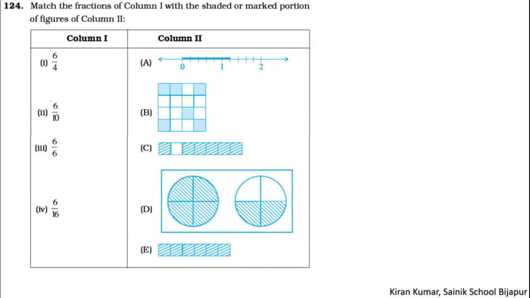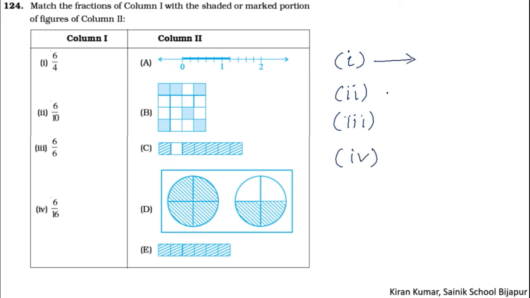Question 124 is to match the fraction of column 1 with the shaded or marked portion of the figures of column 2. Let me mention the answers here. 1, 2, 3, 4.